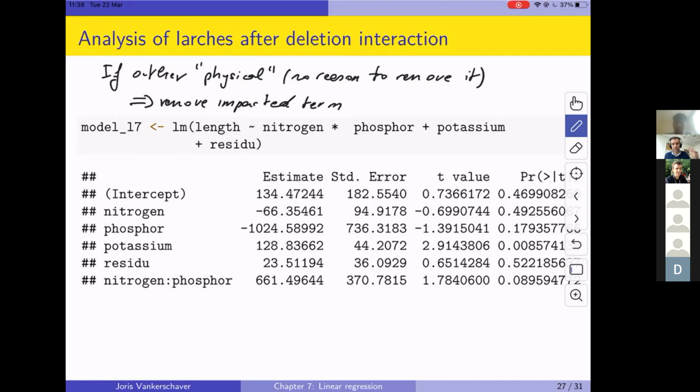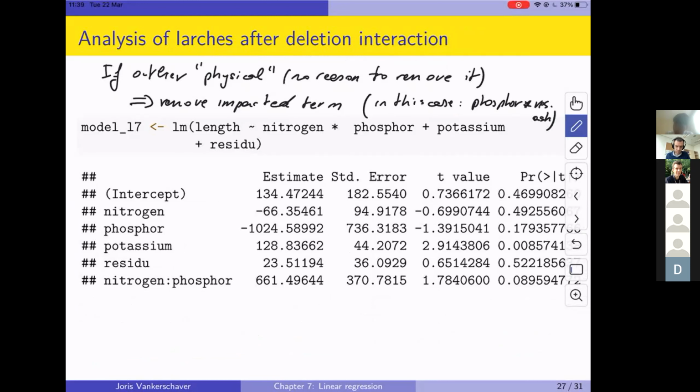So therefore, that term is not well fixed by my data set, and therefore that is grounds for not including it in the final model. So in this case, that was phosphor and residual ash. And if we do that, then we get a new model.